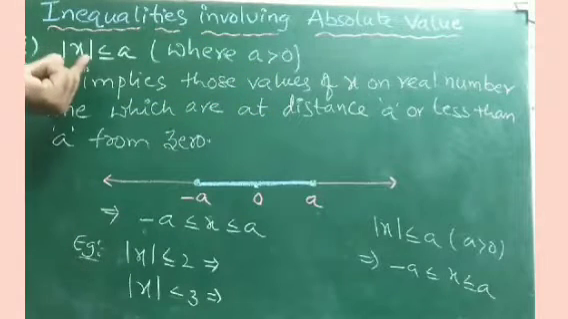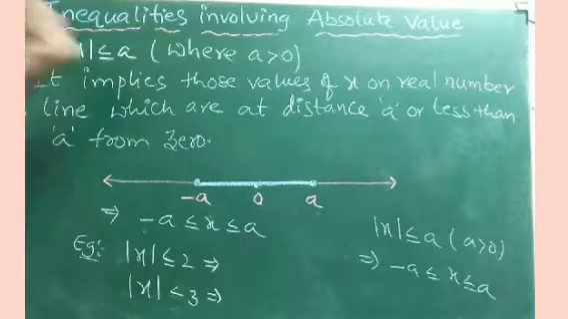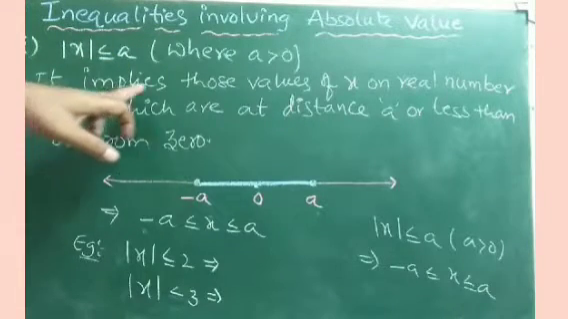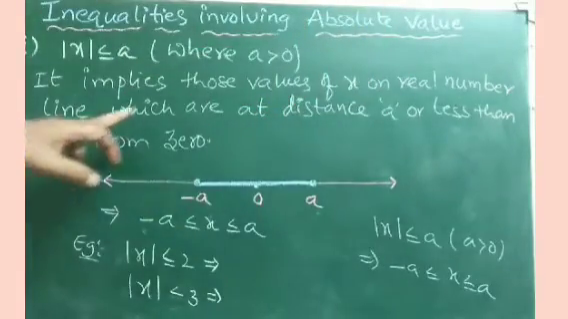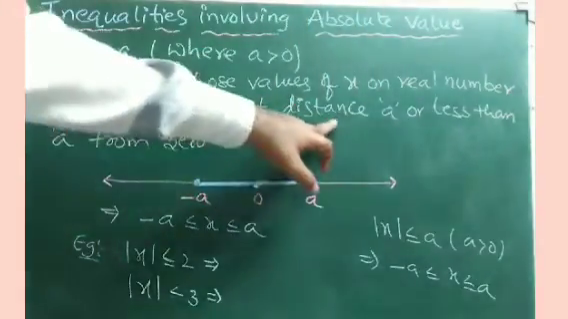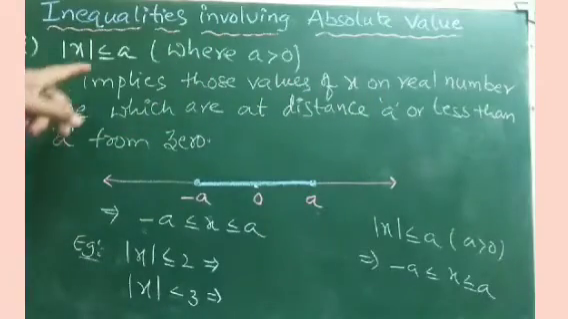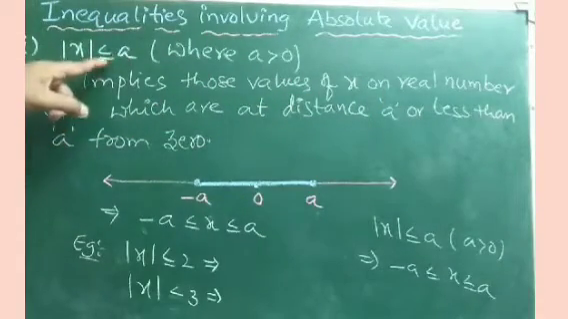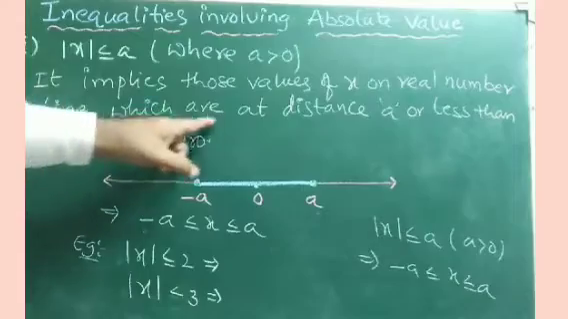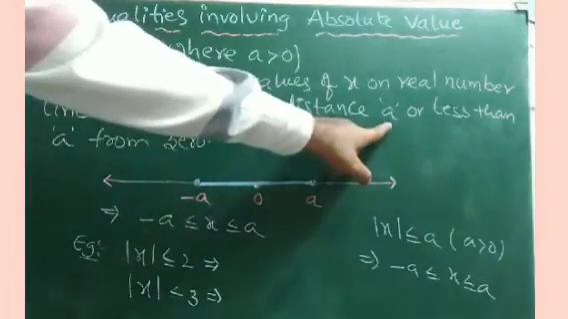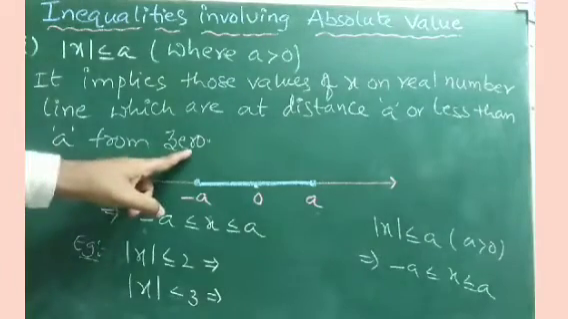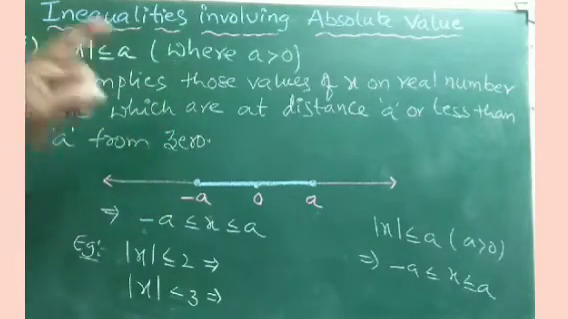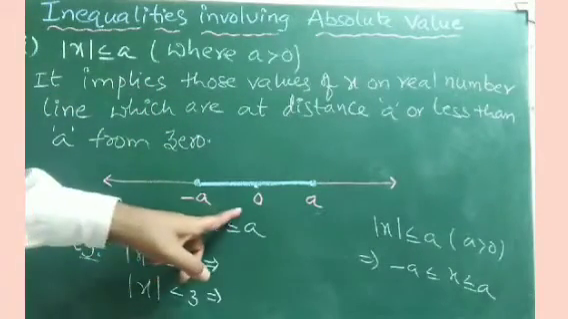So look at me, what is the solution when modulus of x is less than or equal to a? It implies those values of x on the real number line which are at a distance of small a, equal to a or less than a, from the 0. So this information we can show on the number line.